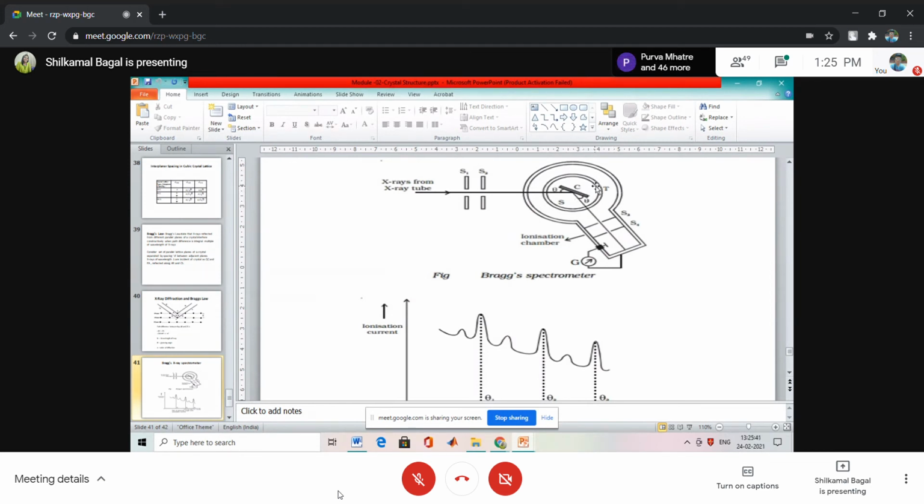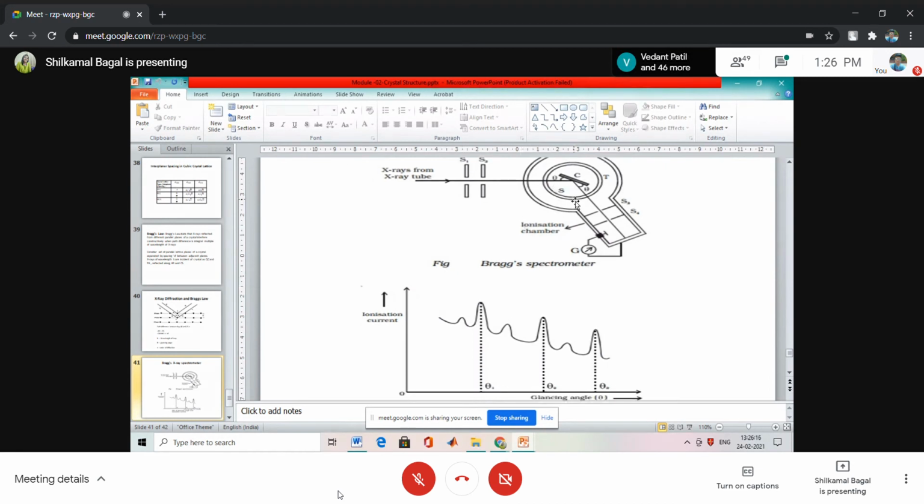These two, the turntable and the ionization chamber, are connected to each other, so that when the turntable rotates through an angle theta, the ionization chamber rotates through an angle 2 theta. So the reflected X-rays always enter the ionization chamber, whatever the glancing angle, that is, the position of the turntable. Okay, so there may be a question on this topic like: explain the Bragg's X-ray spectrometer with its construction and working. So this is the working.